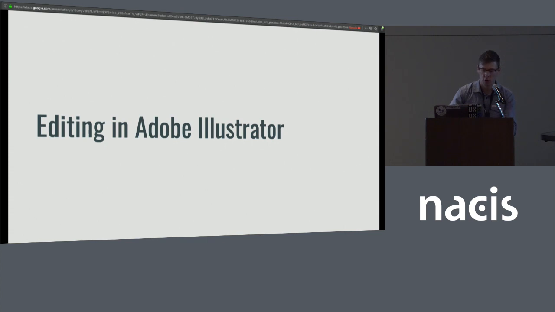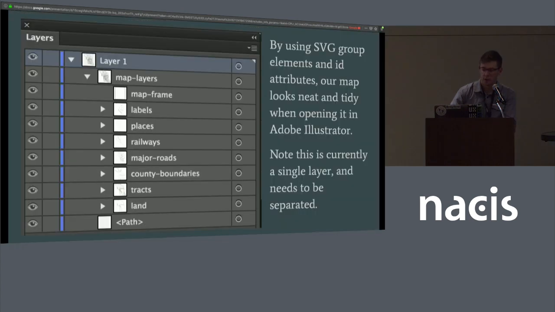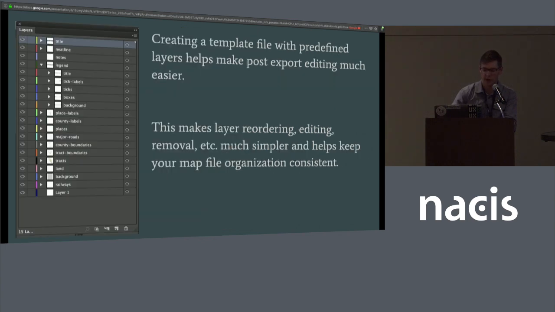So what does it look like when you open it in Illustrator? So here's my SVG file, and you can see everything is under one layer, but because I used those group elements and ID attributes, all my different layers are neatly stored in groups and named. This makes it really easy to then copy and paste that into, say, a template file, and then move things into place, and then apply your styles from your template and do any kind of final editing.